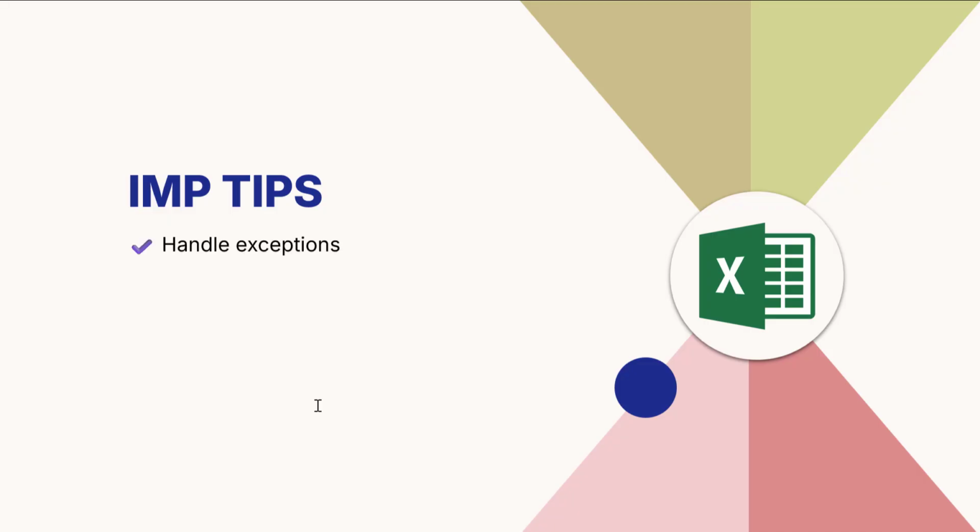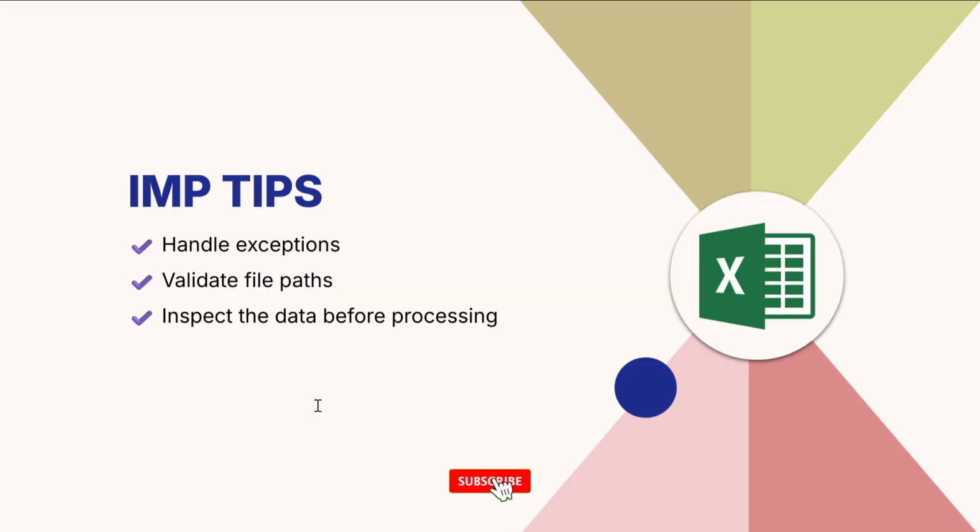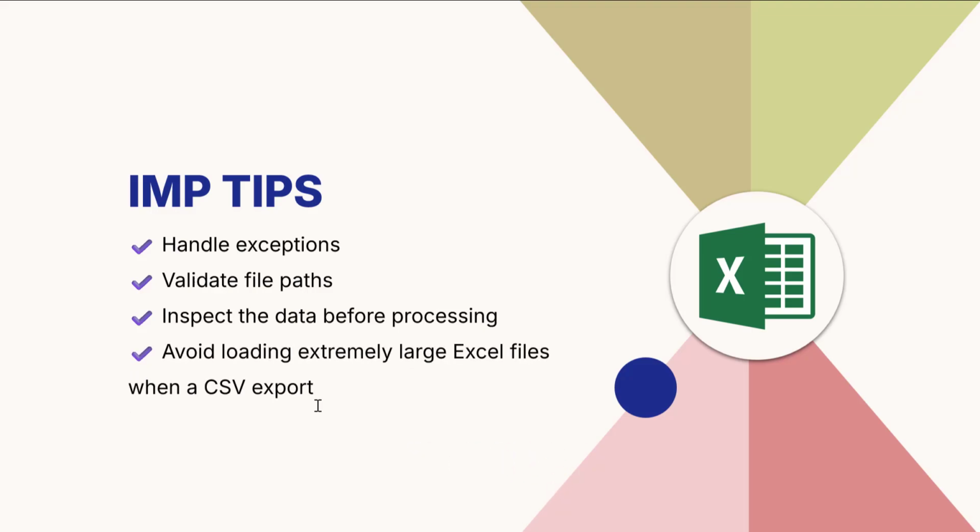In production applications, always handle exceptions. As I mentioned earlier, we should always try to validate the file path. We should always inspect data by using the head method before processing, so that we have a basic idea of our data. And we should always try to avoid loading extremely large Excel files when CSV export is available.